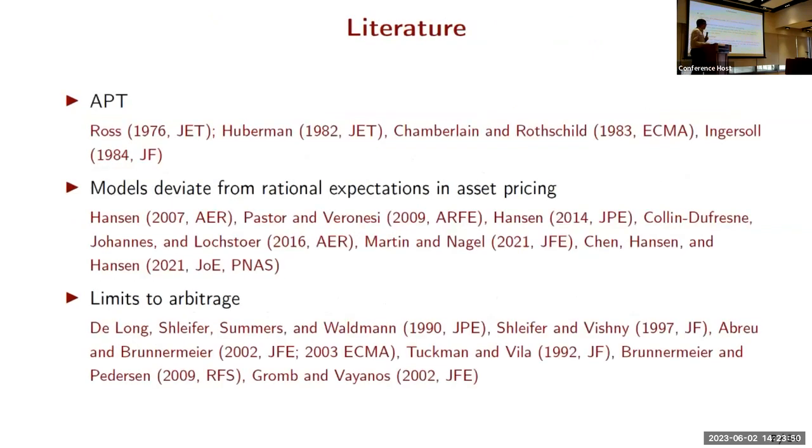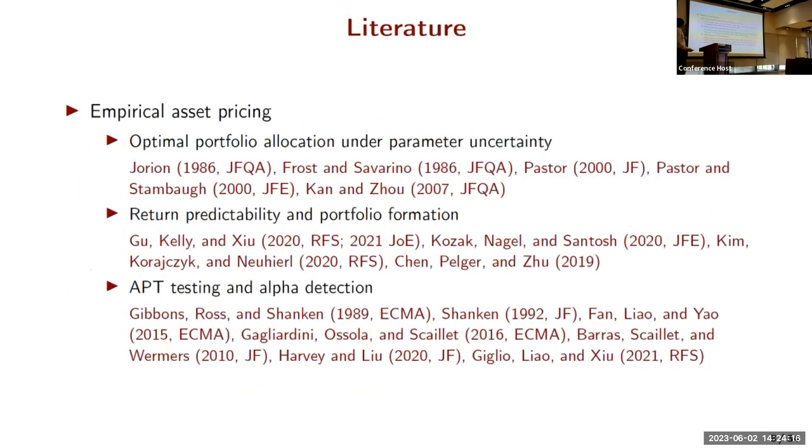In the interest of time, I'm going to quickly go over the literature. We don't have enough time for it. Clearly, this paper is related to the arbitrage pricing theory, so this is an update of the classical theory. There's also a literature on rational implementations in asset pricing, and Lars Hansen has written a lot of papers on this topic. We are closely related to these ideas and to limits to arbitrage as well. I'd like to spend more time on this literature that many of you are very familiar with.